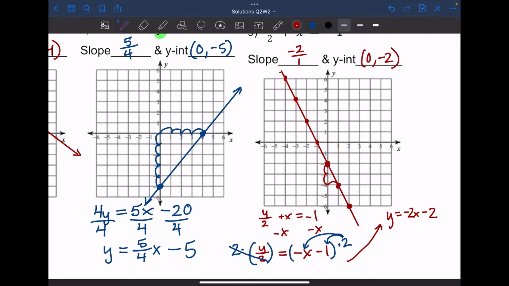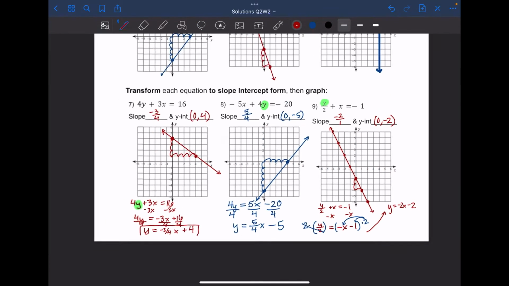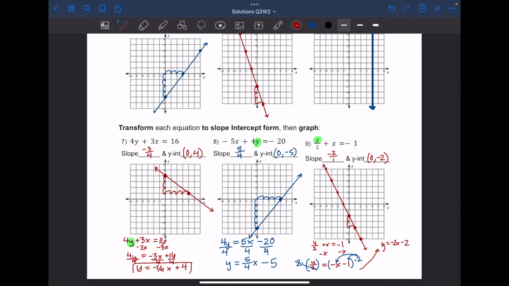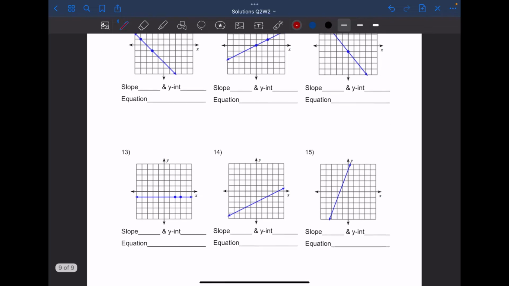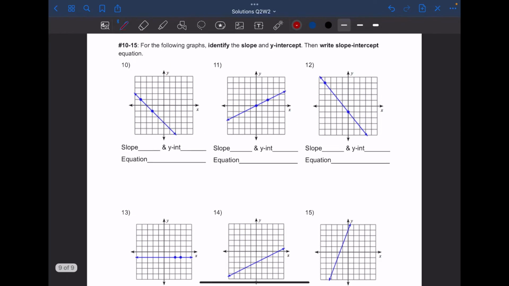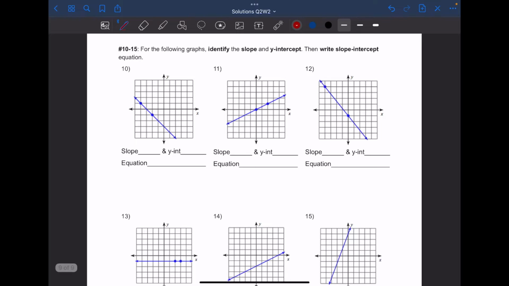And so that is how we would solve questions 7, 8, and 9. And I guess I should put boxes around my answers here so that we can see what I had as my actual responses. Okay, that's going to take us to the next side of the page. For these ones, we are going to identify the slope and the y-intercept, and then write them in slope-intercept form. And so that is the rest of the assignment, just 10 through 15. So these 6 questions, we're going to be doing the same process.